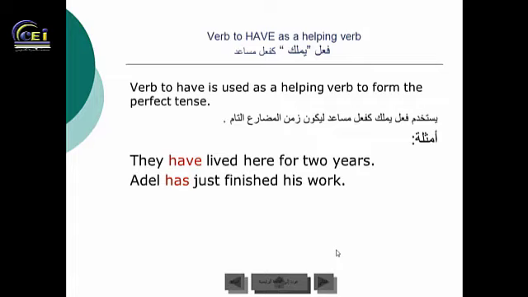We must use have with the pronouns I, you, they, we, but has with he, she, it. Again, have with I, you, they, we; has with he, she, it. The present perfect is formed from have or has and the past participle.